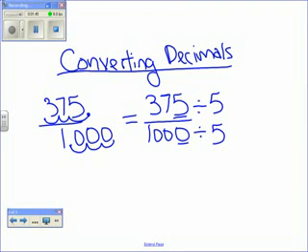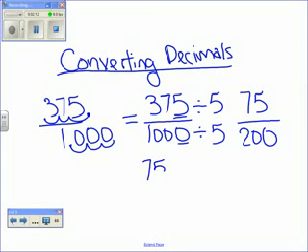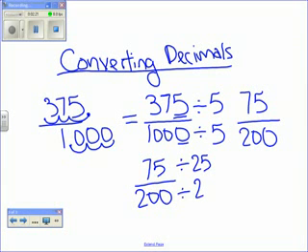375 divided by 5 is 75. And 1,000 divided by 5 is 200. Now I have much smaller numbers to work with, and I see the number 75 and 200, and I think, well, 75 cents and $2, so they're both divisible by 25, right? We can make quarters out of 75 cents and $2. So I can do 75 and 200 divided by 25. If you can't see that, just keep dividing by 5 until you can't divide by 5 anymore.